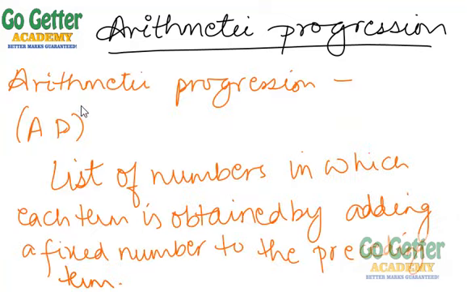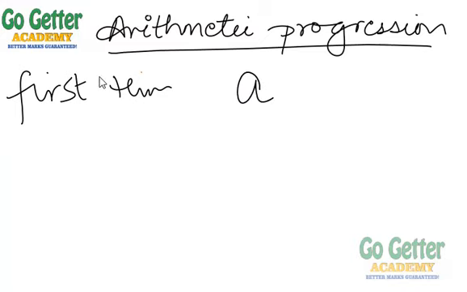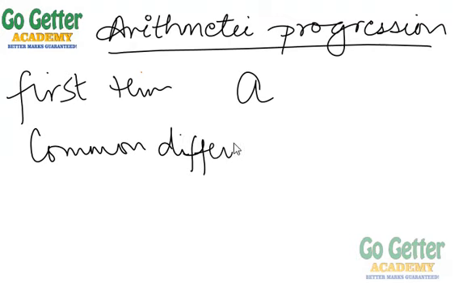Next we'll talk about what is an arithmetic progression. We call it AP. AP is a list of numbers in which each term is obtained by adding a fixed number to the preceding term. So in the case of an AP, the first term will be known as A. And there will be a common difference in the terms, and that common difference will be denoted by D.